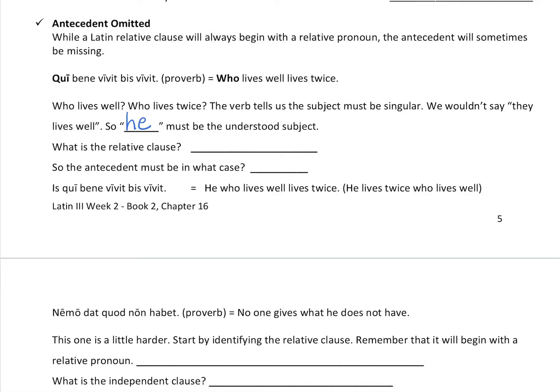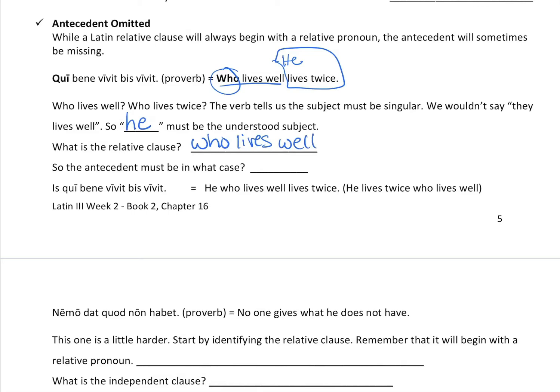Okay, so the relative clause starts with "who lives well." It can't be the whole thing, because we can't have an independent clause and a dependent clause together. So if we can insert the "he" right here, this would show you that this part is the complete sentence: he lives twice. So the relative clause starts with the relative pronoun: who lives well.